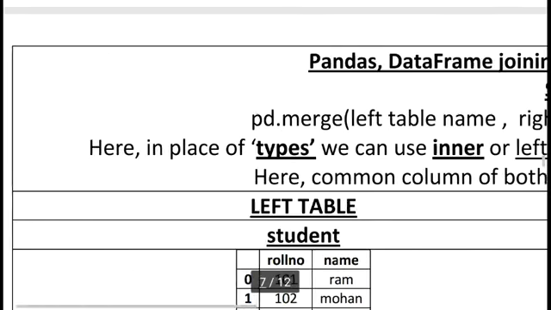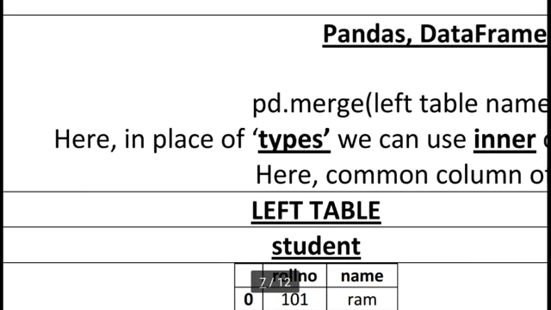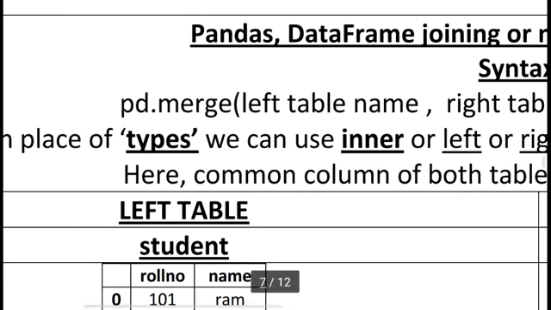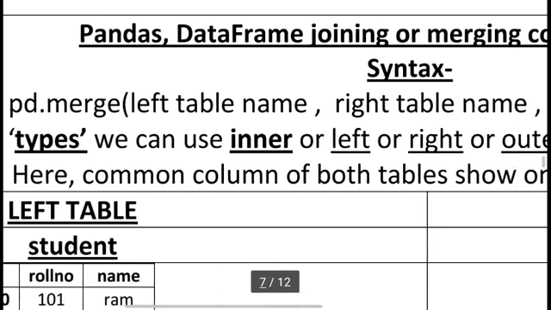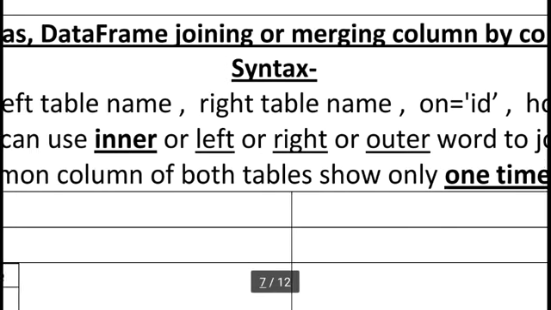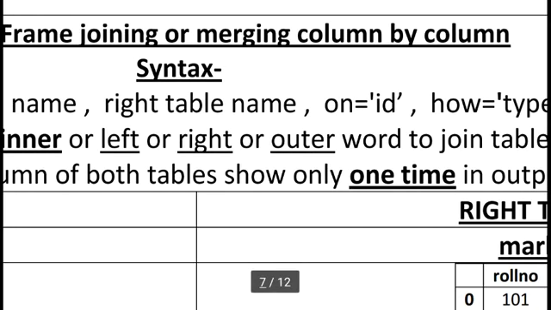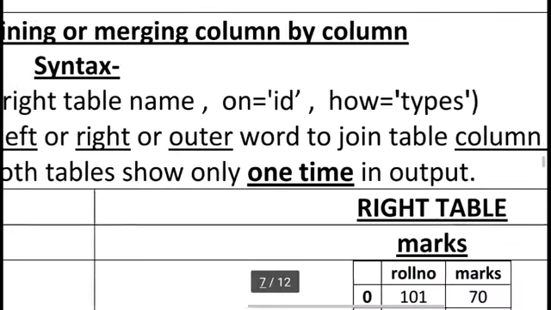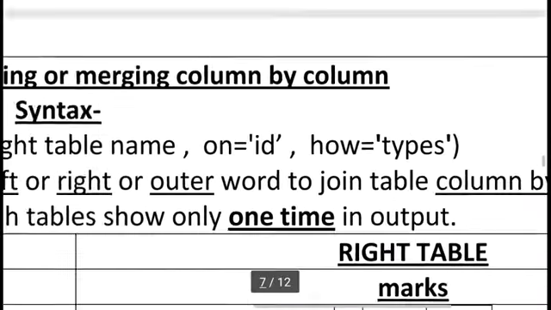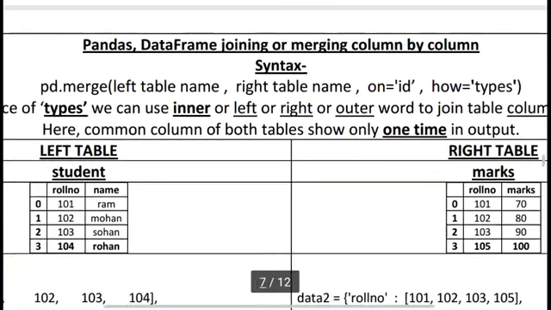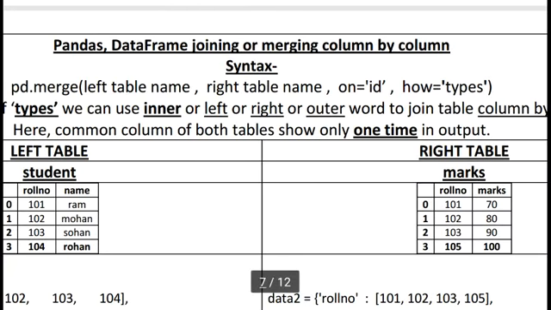Here the types we already discussed. Types means we can use inner, left, right or outer types of joining column by column, and the common column of both tables shows only one time in the output.